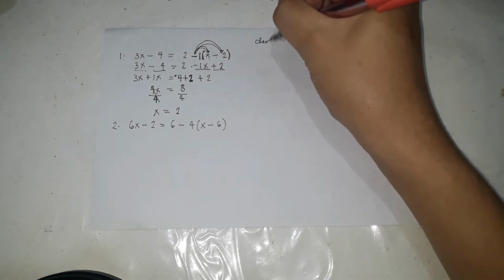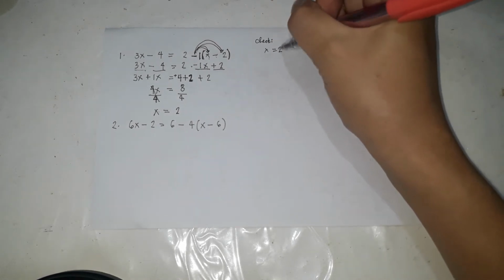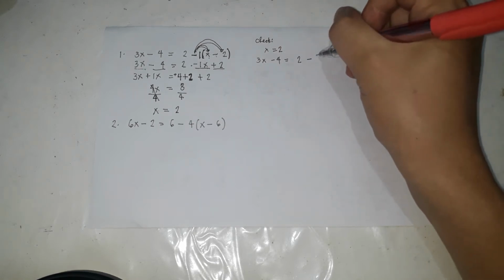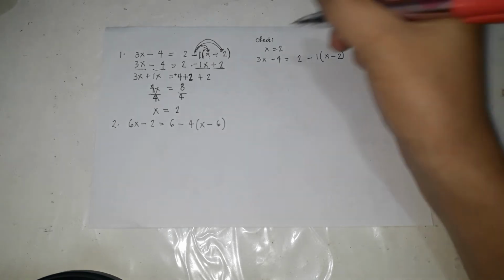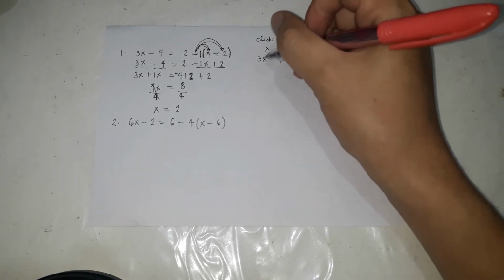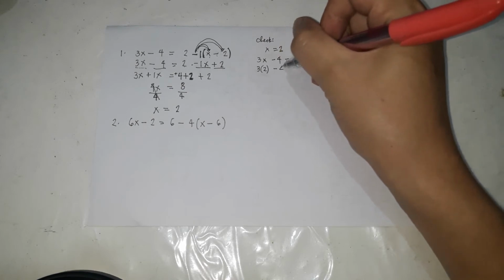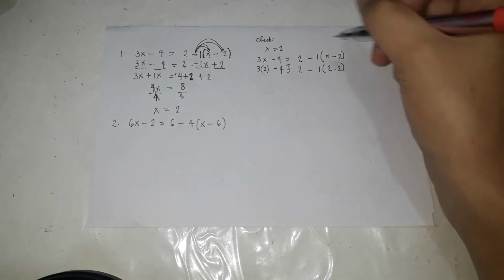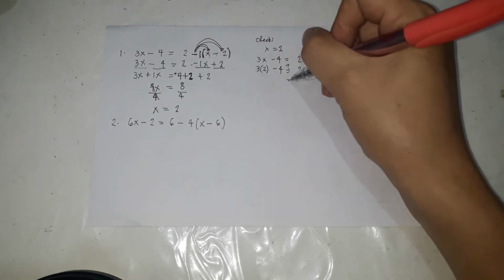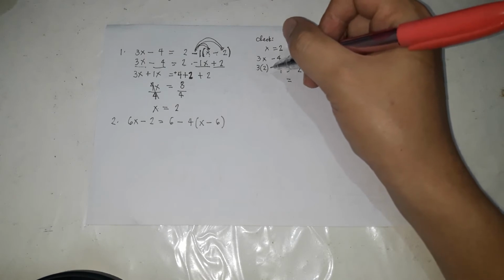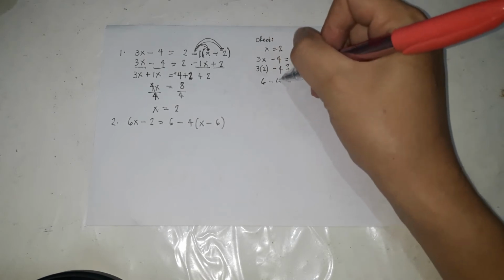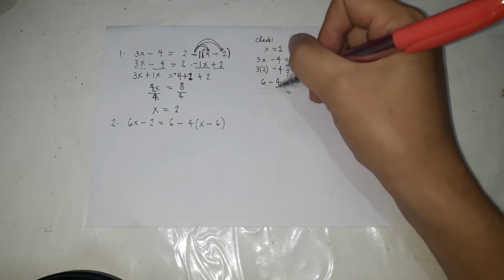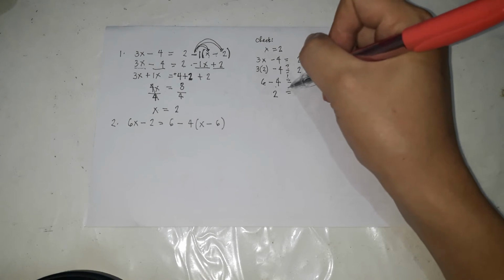To check our answer, ang x gawin mong 2. So from 3x minus 4 is equal to 2 minus 1x minus 2, si x gawin mong 2. So 3 times 2 minus 4, is it equal to 2 negative 1 2 minus 2? Kailangan this side is also equal to this side. So isolve muna natin this side. 6 minus 4, 3 times 2 is 6, minus 4. So this is equal to 2. 6 minus 4 is 2.